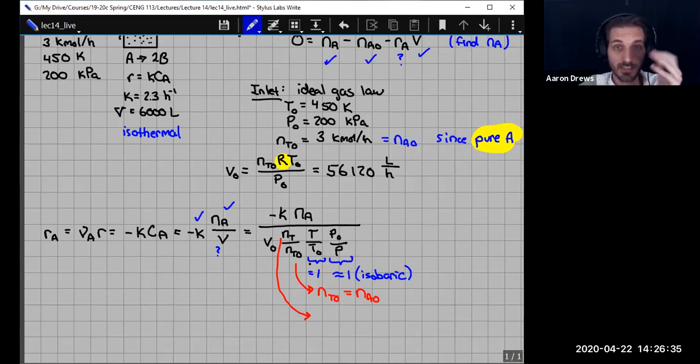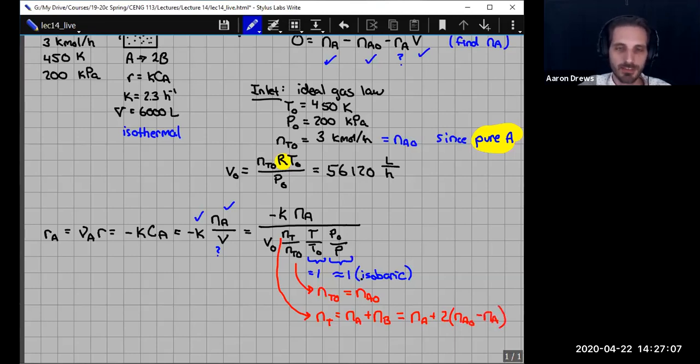And it's not always the case that you can write something quite as clean as what we're going to write here. We know that N sub T has to be equal to N_A plus N_B because there's nothing else in the system. There's only A and B. The only thing N sub T can be is moles of A plus moles of B, or molar flow rate of A plus molar flow rate of B. We know from stoichiometry that the moles of B is 2 times the change in moles, or 2 squiggle, which happens to be N_A0 minus N_A.